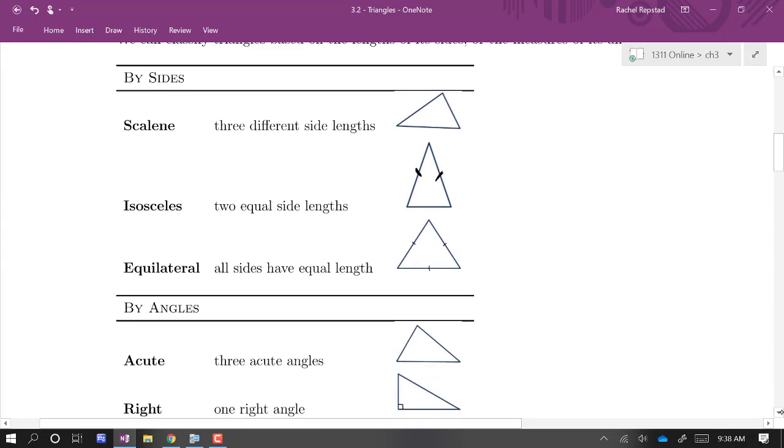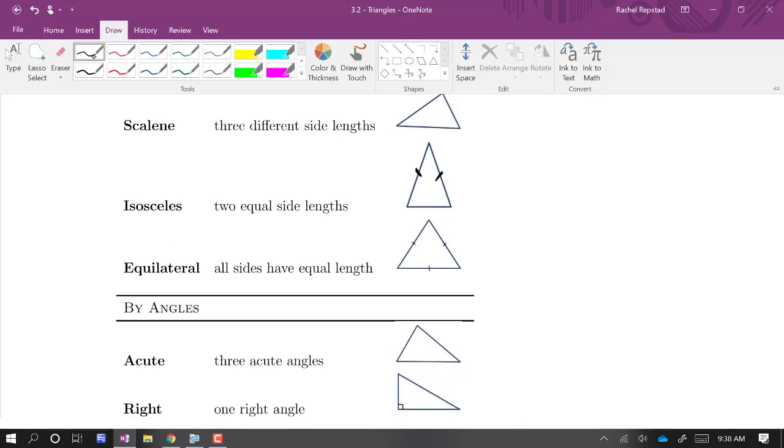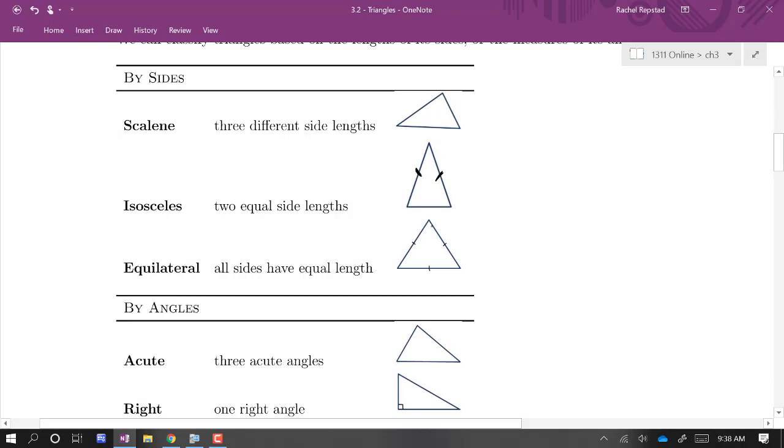Now, we already know that the angles in a triangle add up to 180 degrees. So if we have an equilateral triangle, it's not hard to show that each of the 3 angles has to be the same as well, and they're all 60 degrees. Moreover, in an isosceles triangle, if you have 2 sides that are the same, then the angles opposite those 2 sides have to be equal to each other.